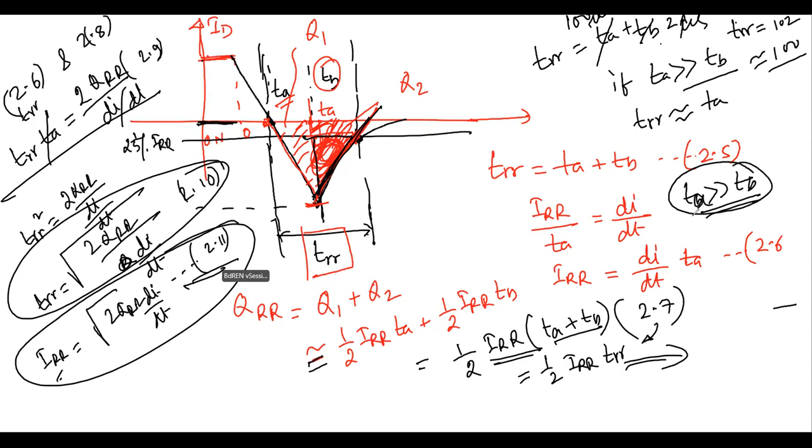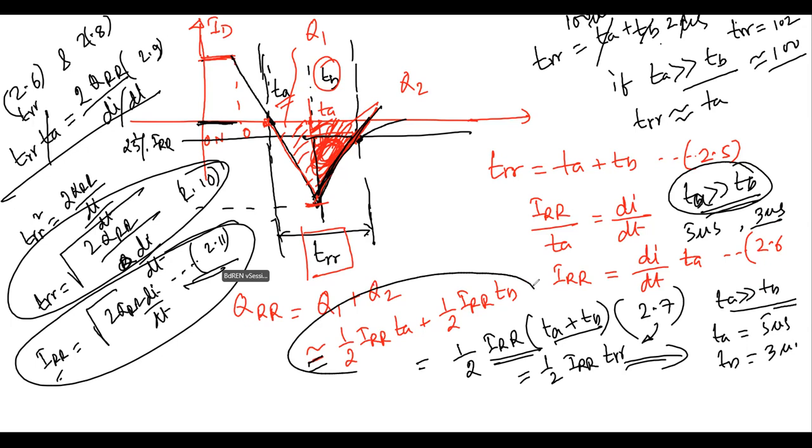Suppose TA is equal to 5 microsecond, and TB is, say, 3 microsecond. Can I say that TA is much greater than TB? No, sir. Maybe we can allow 10% of TA, then you can use the formula. But if in any problem I say take TA equal to 5 microsecond and TB equal to 3 microsecond, don't use this approximate formula. Rather, use your geometry to find all the parameters. You got my point? Yes, sir.